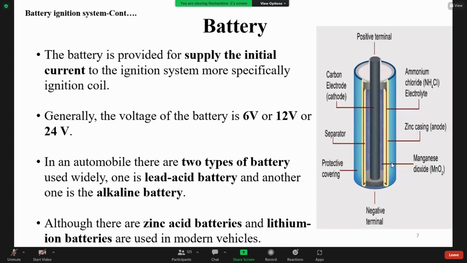In the discussion part, I will repeat, you want to write about the lead acid battery, alkaline battery, zinc acid battery, and lithium batteries. Understood? One person send one message. Okay. Shall I move? Yes, ma'am.